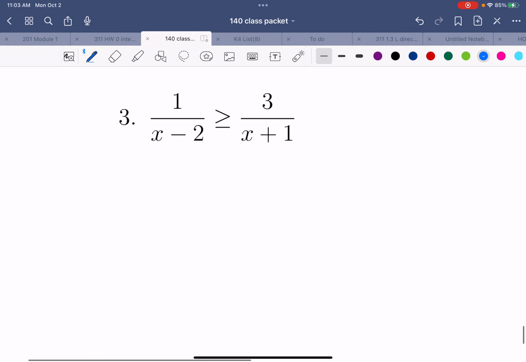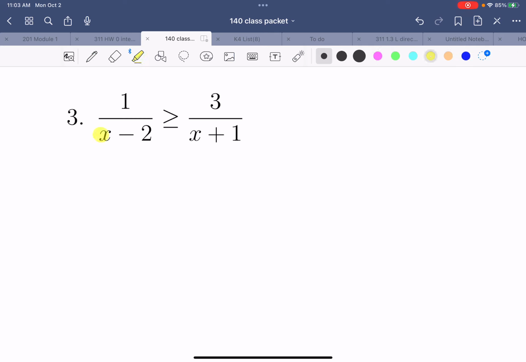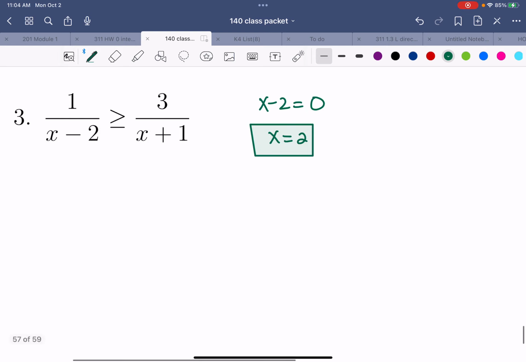On to number 3. All right, we're going to start with number 3 in a slightly different way. Before I go and solve anything, I'm going to look at the numbers that we can't have. So the numbers that we can't have are when the denominators are equal to 0. So I'm going to look at this denominator and this denominator, and I'm going to set them both equal to 0. So I'm going to take x minus 2 equal to 0, and that's when x is equal to 2. That's a point that's just not going to work. I would get something undefined if I plug in 2.